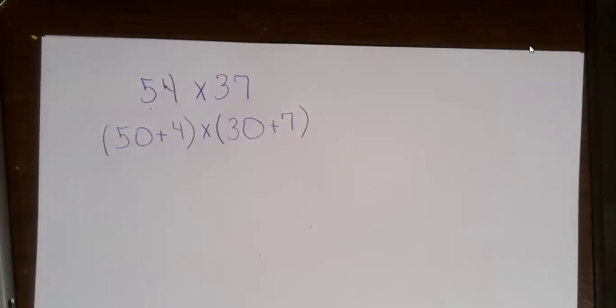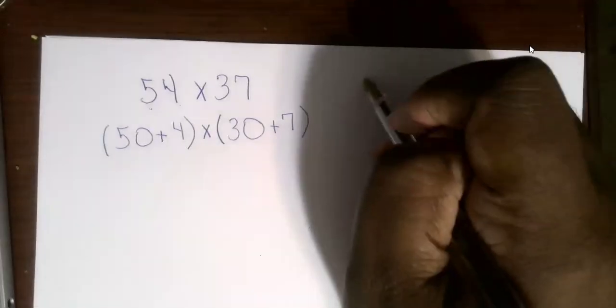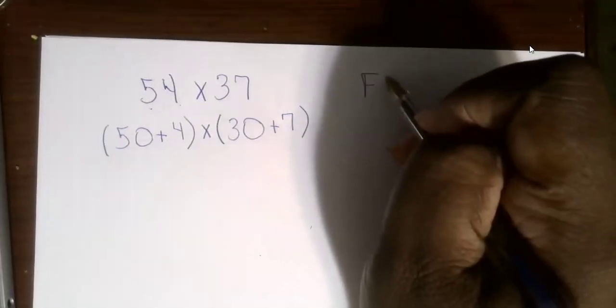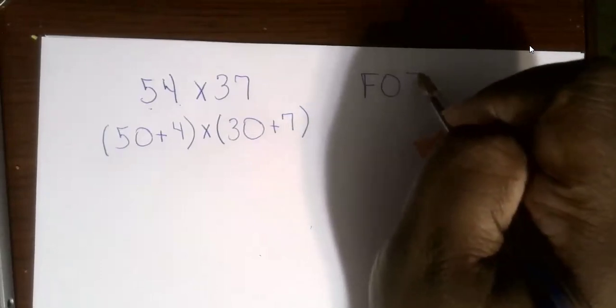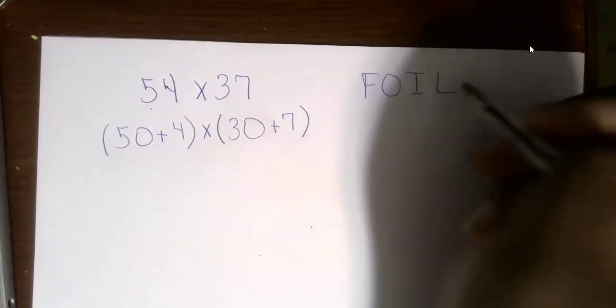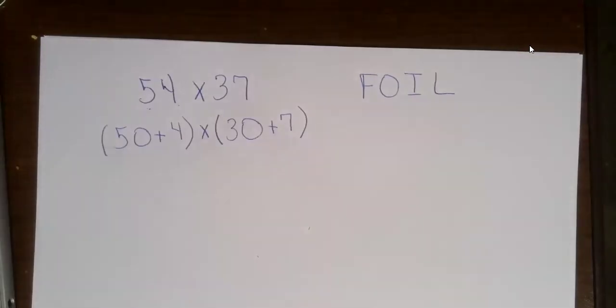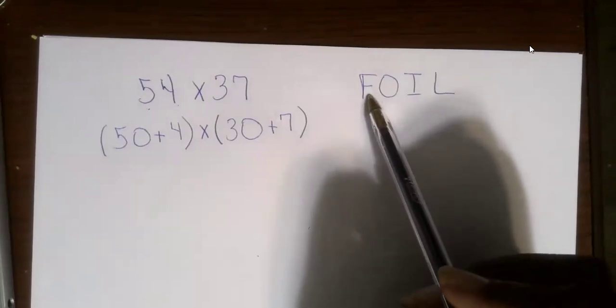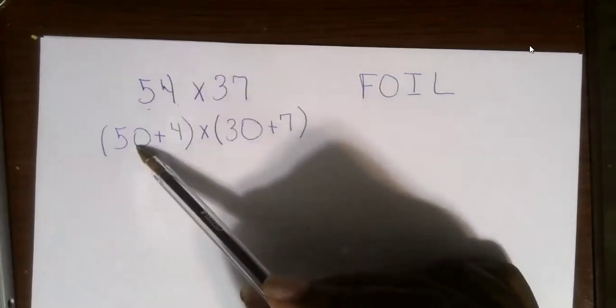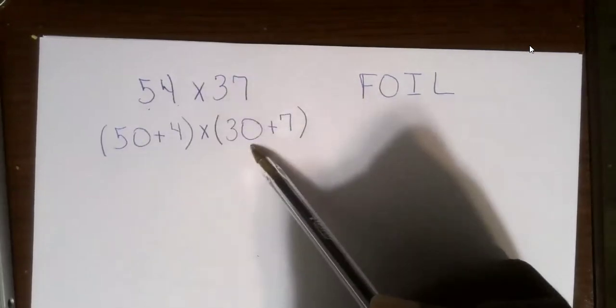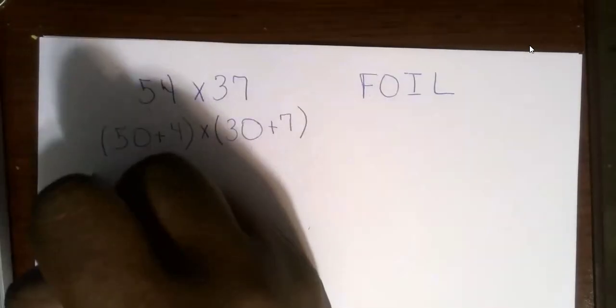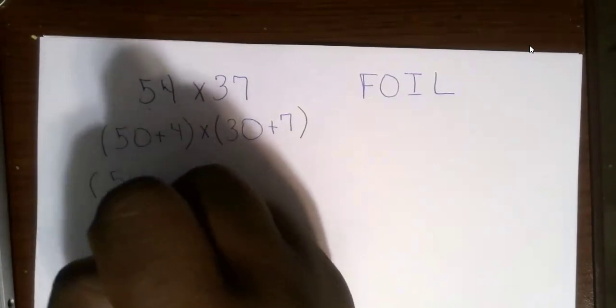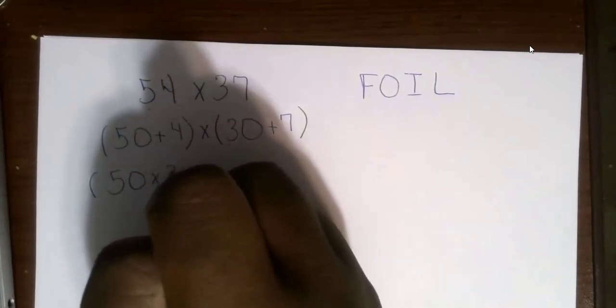Now, my next steps are going to involve the word FOIL. FOIL is going to help me remember what order I do my multiplication. So the F is going to stand for first. I'm going to take both of the numbers that are first in the parentheses and multiply them. So my first parentheses is going to have 50 times 30.